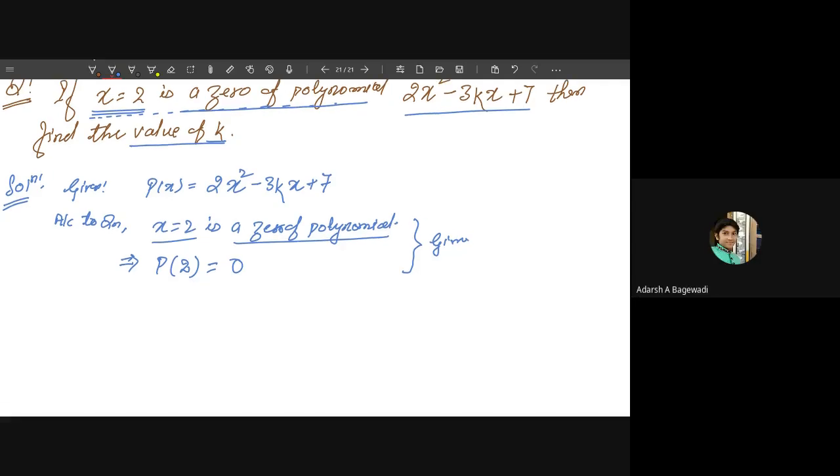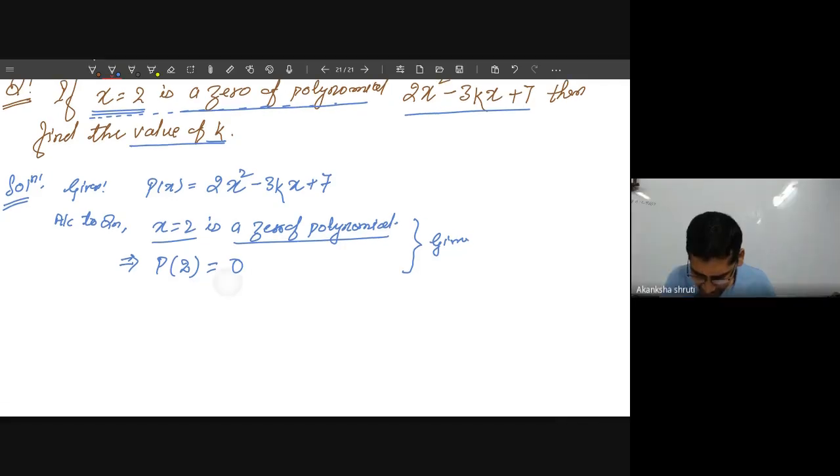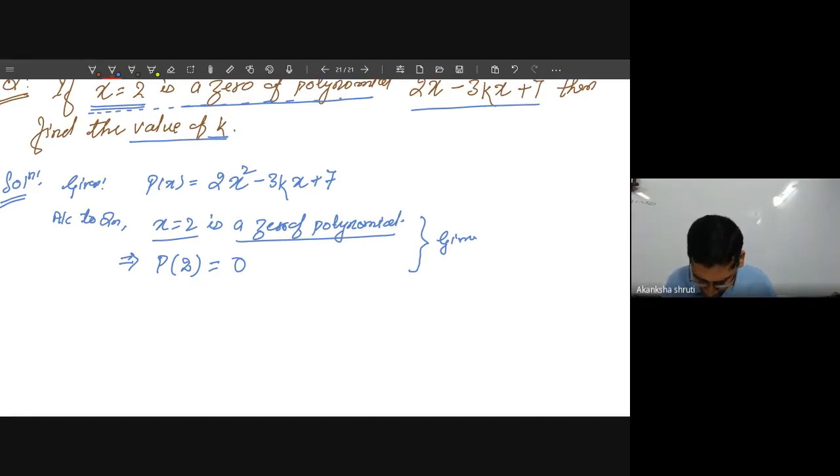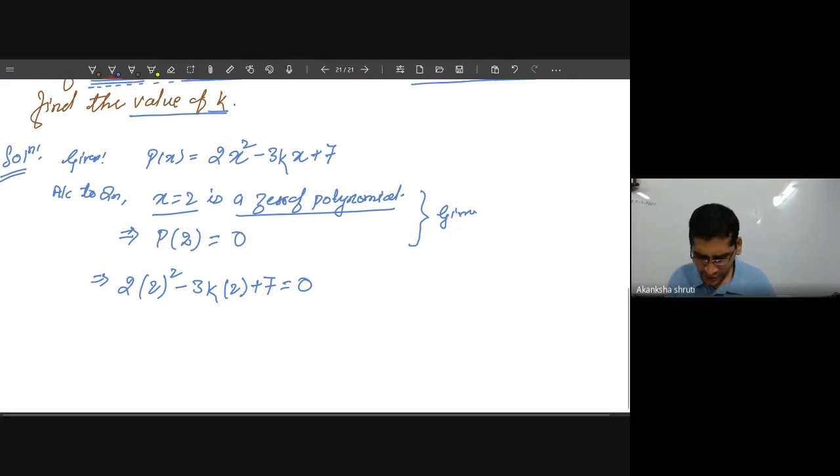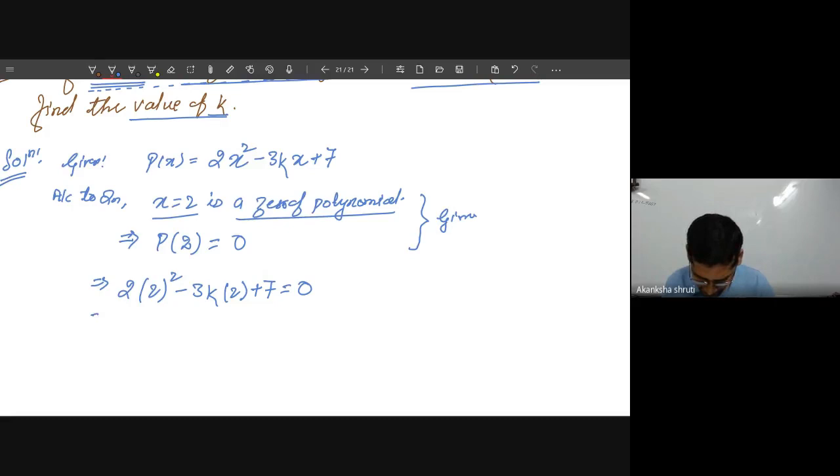P2 can be calculated by taking x equals 2 in the given p(x). So you have to substitute 2 into 2a square minus 3 into k into 2 plus 7, and this becomes 0. This way an equation is framed. So you always have to frame some equation to calculate the unknowns.